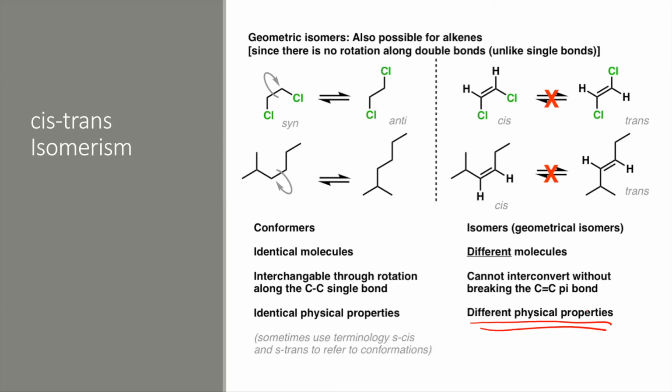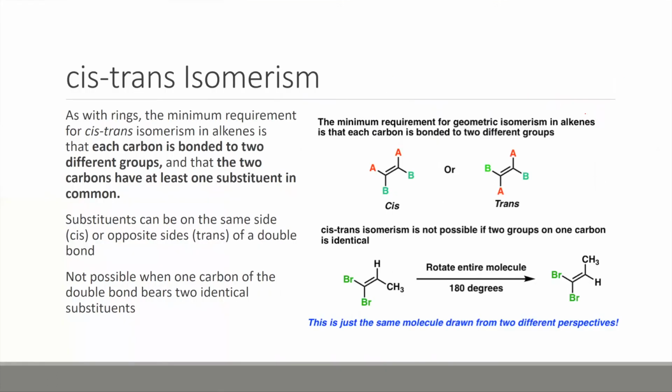These thus have different physical properties. Just like with our rings, cis exists when you have your groups on the same side, and trans is when they are on the opposite side. Again, the minimum requirement for cis trans is that each carbon is bonded to two different groups and that two of the carbons have at least one substituent in common.